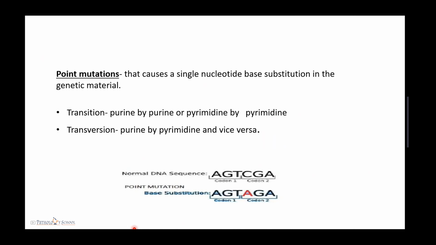Now, point mutations cause a single nucleotide base substitution in the genetic material. What is a transition? That is when a purine is replaced by a purine, or a pyrimidine is replaced by a pyrimidine. Transversion is a purine in place of a pyrimidine and vice versa. This is an example representing the point mutation, where there is a single base substitution.